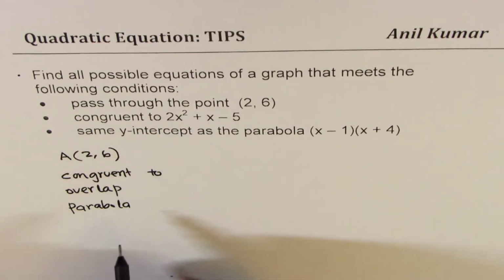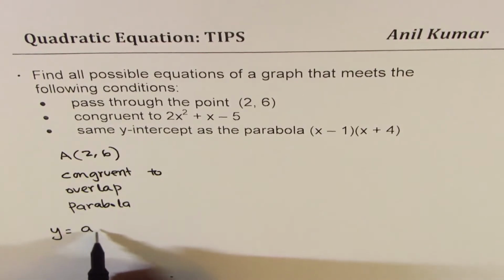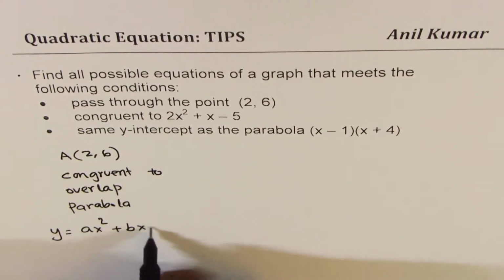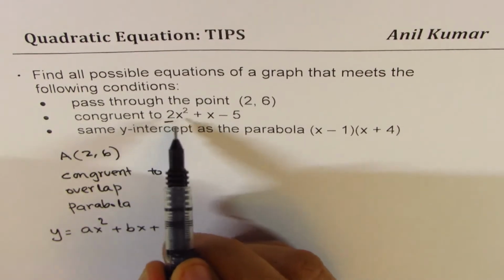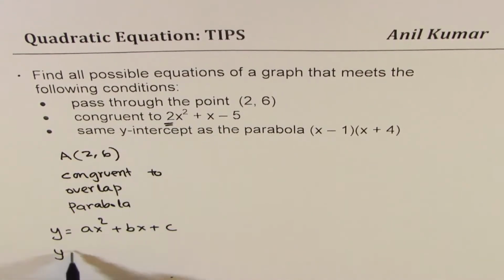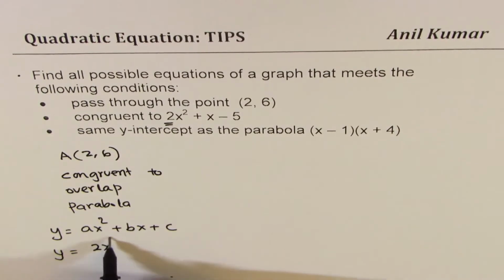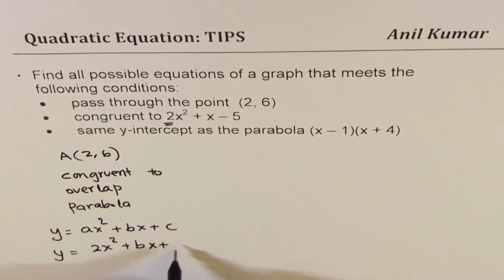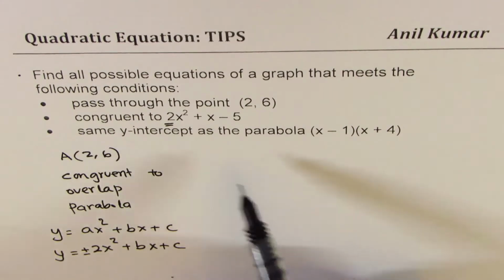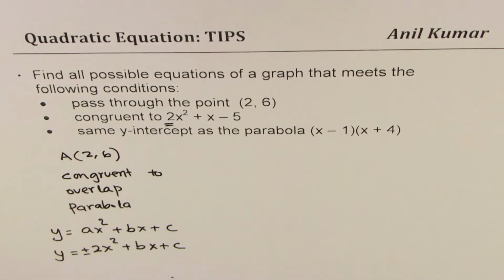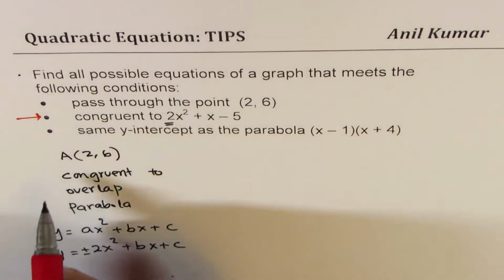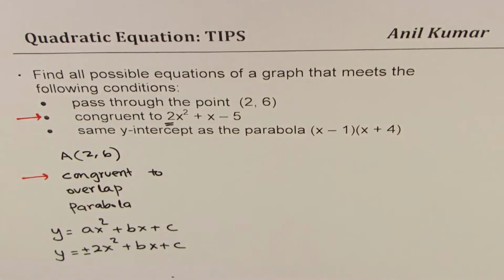A parabola could be written as y equals ax squared plus bx plus c. Since it is congruent to this graph, it has to be y equals 2x squared plus bx plus c. It could be plus 2 or minus 2. That is important to understand, since even if you flip it upside down, it will be congruent, right? So that is what we gather from the second statement.